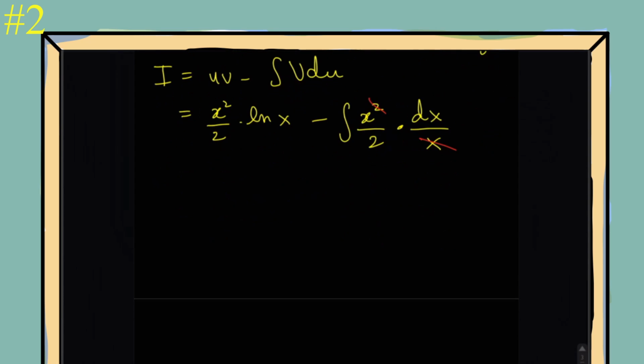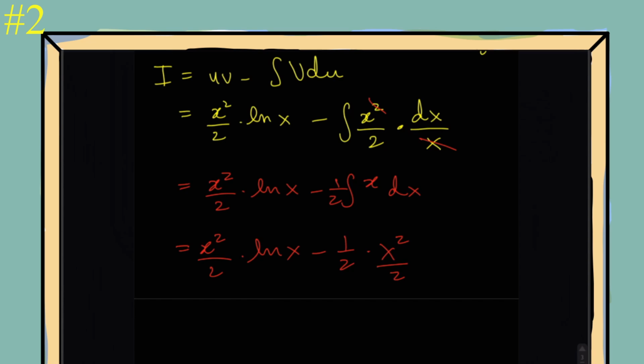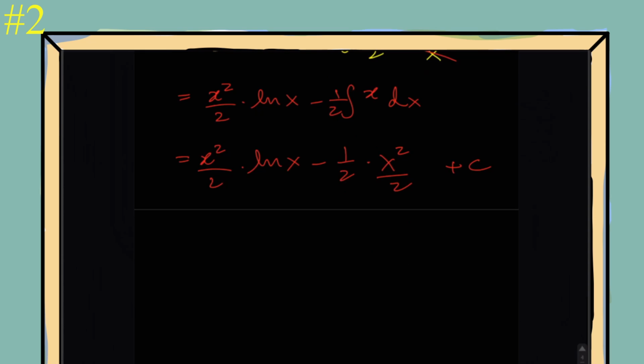And so the next line would just be x squared over 2 times ln of x minus the integral of x over 2 dx, which is just x squared over 2 times ln of x minus, so you take the 1/2 out here, and so that would give us 1/2 times x squared over 2, and all that plus c. And so therefore we can have x squared over 4 times 2 ln of x minus 1 plus c. That's how you do that one.